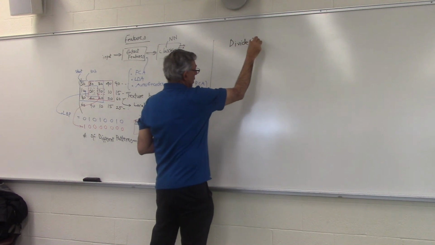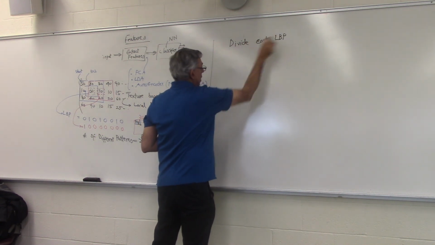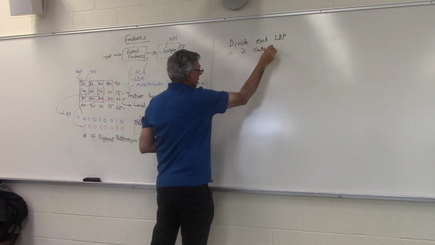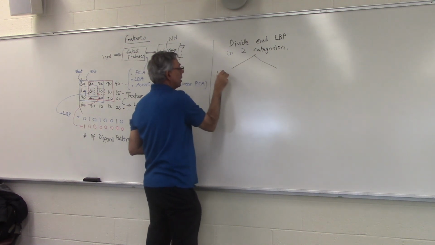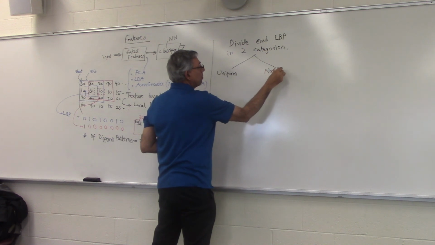So what we do further is divide each LBP into 2 categories. What are those categories? We call them uniform and non-uniform.